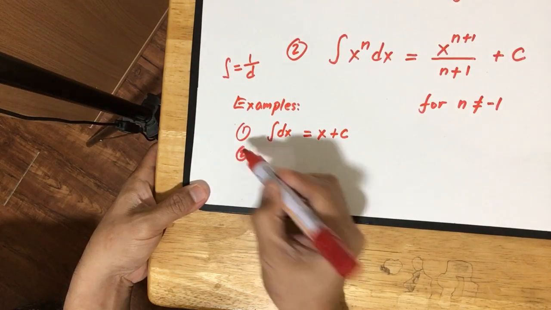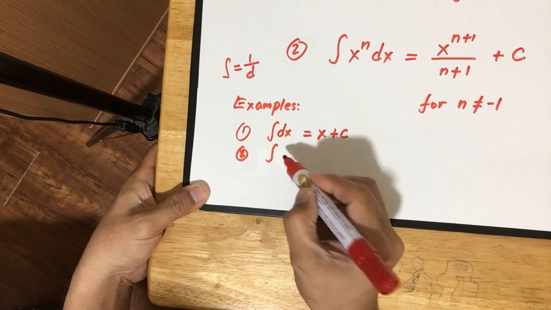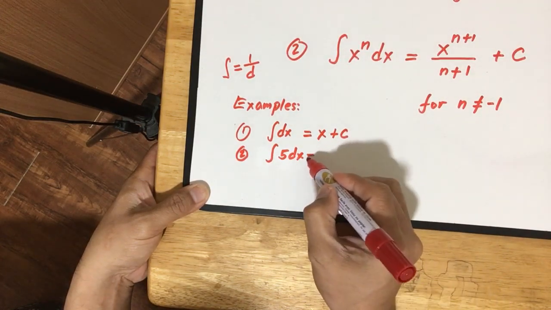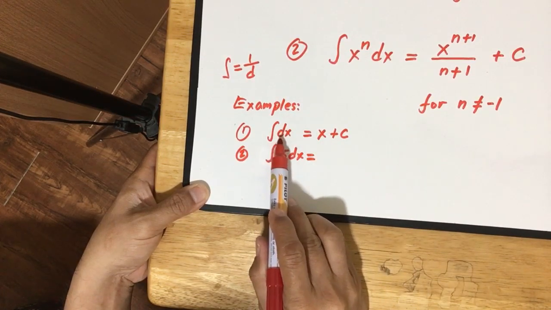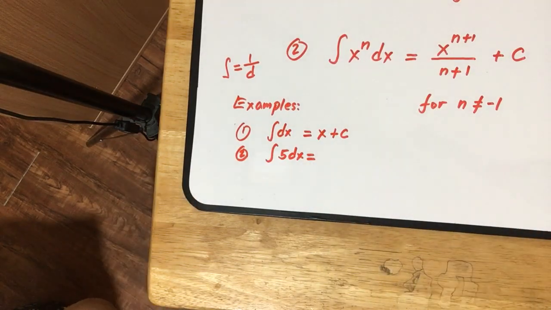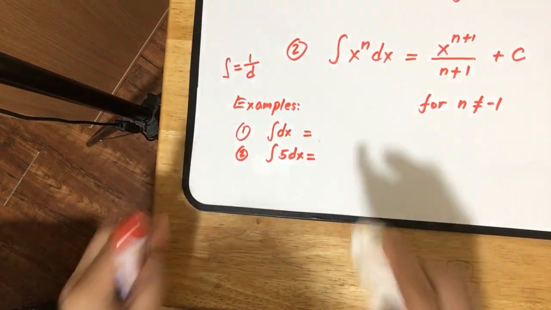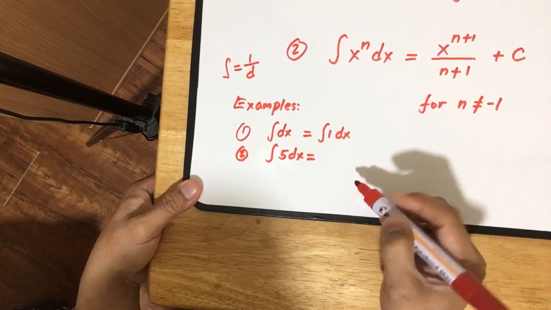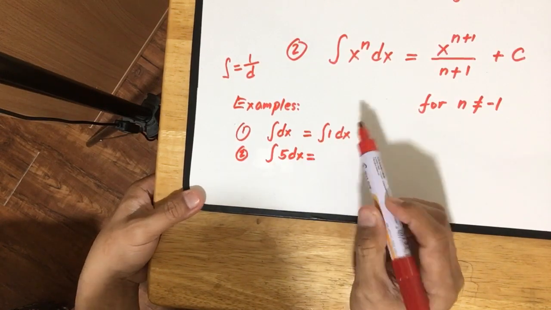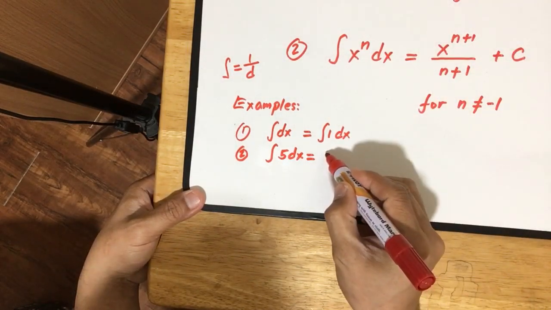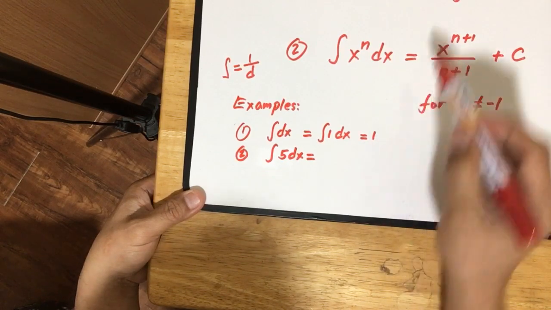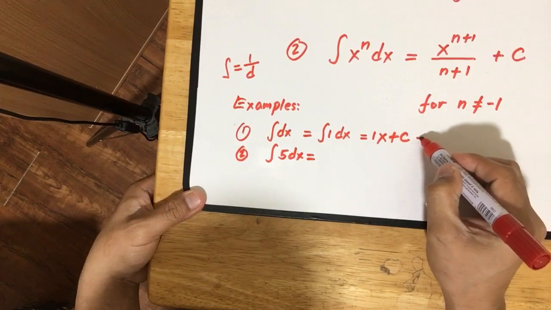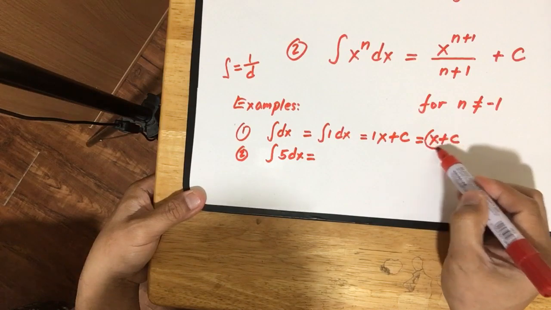Okay, so another example, if you're given, say, the integral of 5 dx. For this one, we can use the formula number 1 here. This can be written as the integral of 1 times dx, right? Because 1 times dx is just dx. So using this formula, our a here is equal to 1, so a times x, meaning 1 times x, then plus c, where 1 times x is just x, so x plus c. So this is our answer.